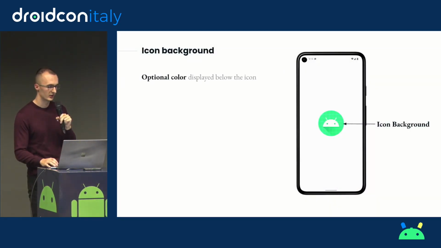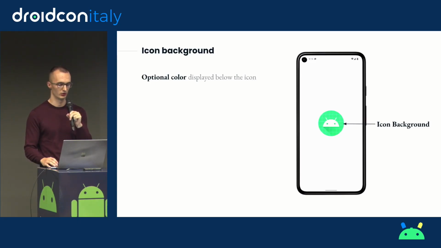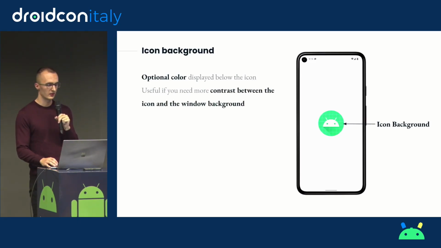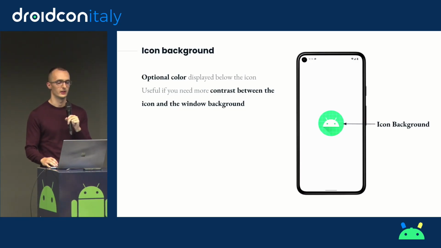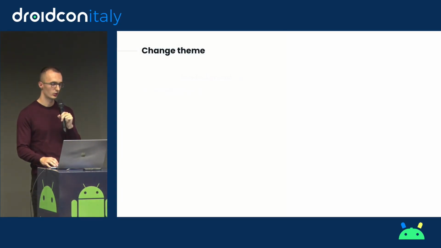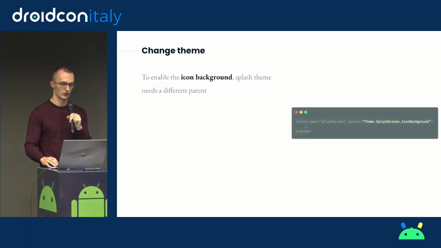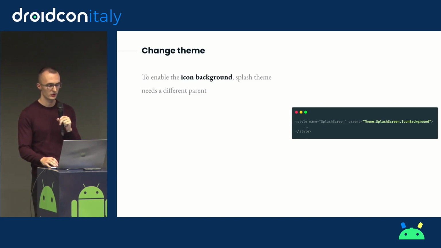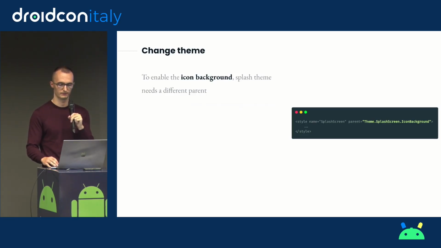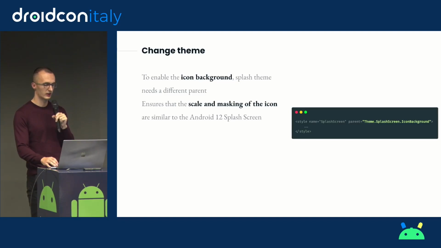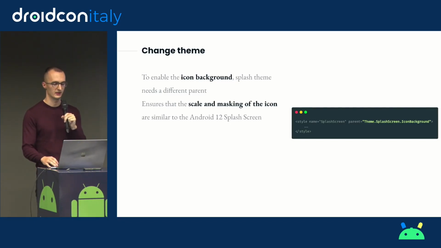So the icon background is an optional color that's displayed below the icon. Design guidelines recommend adding an icon background if you need more contrast between the icon and the window background. To add an icon background, the first thing that we have to do is change the theme. To enable the icon background, the splash theme needs a different parent. Our splash screen theme needs to extend from Theme.SplashScreen.IconBackground. The icon background theme ensures that the scale and masking of the icon are similar to the Android 12 splash screen.